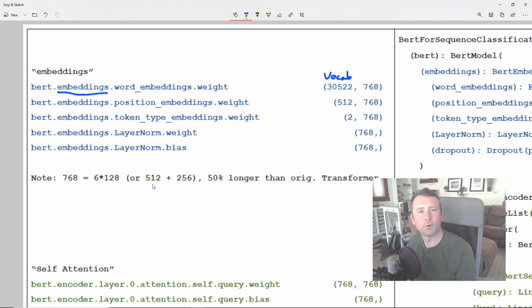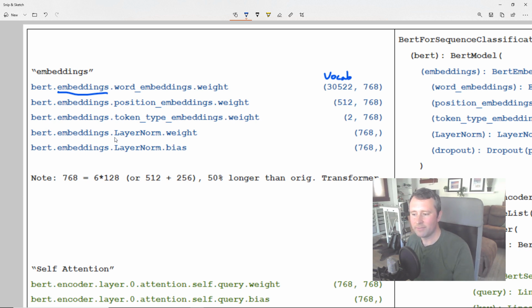We'll see in the tutorial that the original transformer used an embedding size of 512. So BERT is 50% longer than that. There's something here called position embeddings. We're going to have to come back to that. Jay addresses it later in the post. There's also something here that I believe is unique to BERT called token type embeddings. So another thing we'll have to come back to.